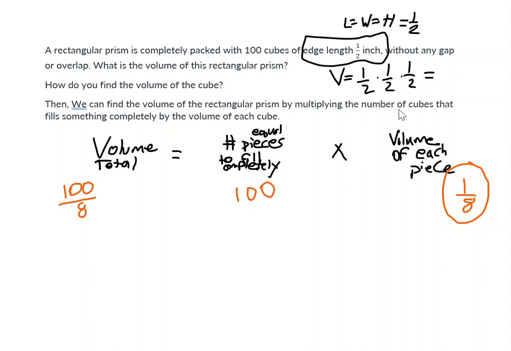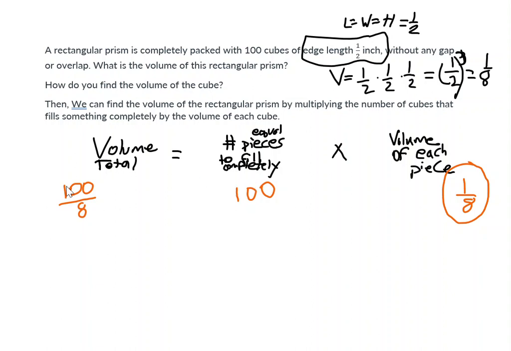This is cubing something because you are cubing 1/2, which means you are multiplying it by itself 3 times. That's where we hear that word cubed, and we use an exponent of 3 when we see exponents later. So 1/2 cubed is the same thing as 1/2 times 1/2 times 1/2, which is 1/8, because 2 times 2 is 4 and 4 times 2 is 8. So 1/8 is the volume of each cube times 100 cubes.